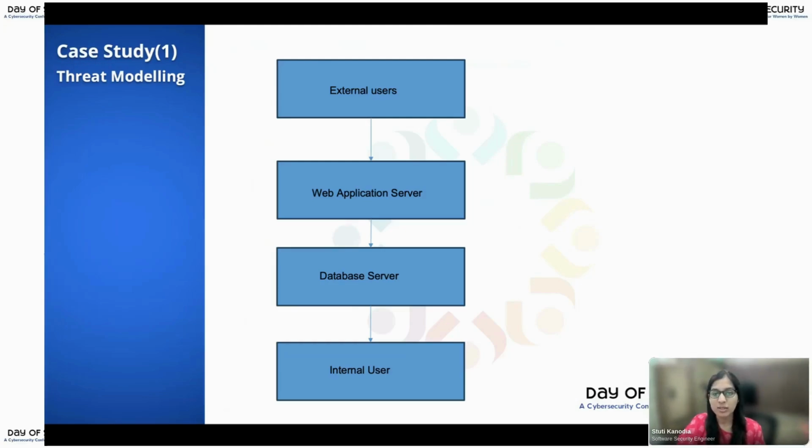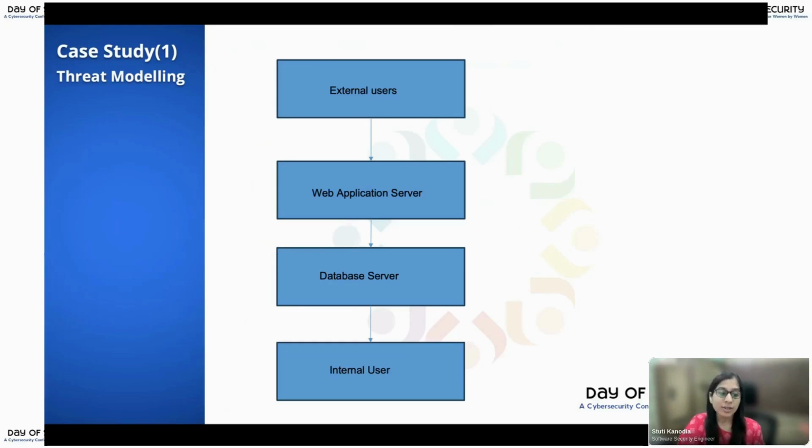let's assume this is an e-commerce web application. Many of us have been using, I don't want to put a name, but many web applications are there to buy things online. So let's assume that it's an e-commerce application. We have an external user that accesses our e-commerce application, makes purchases, has their order history maintained, everything.